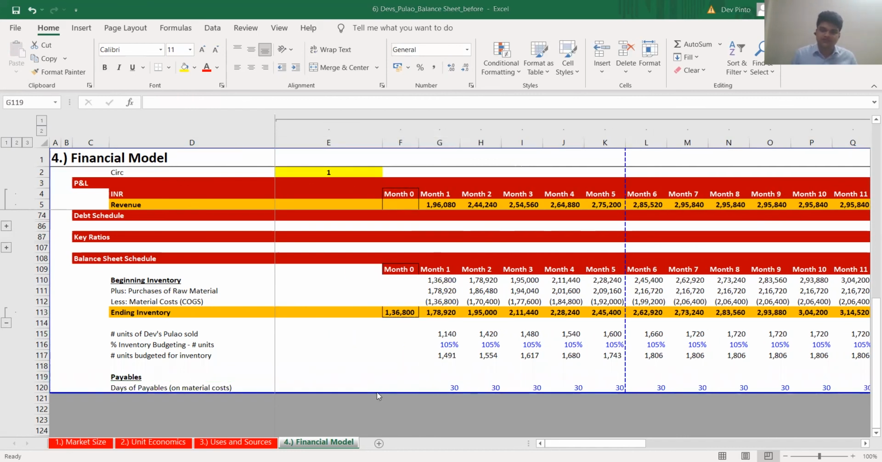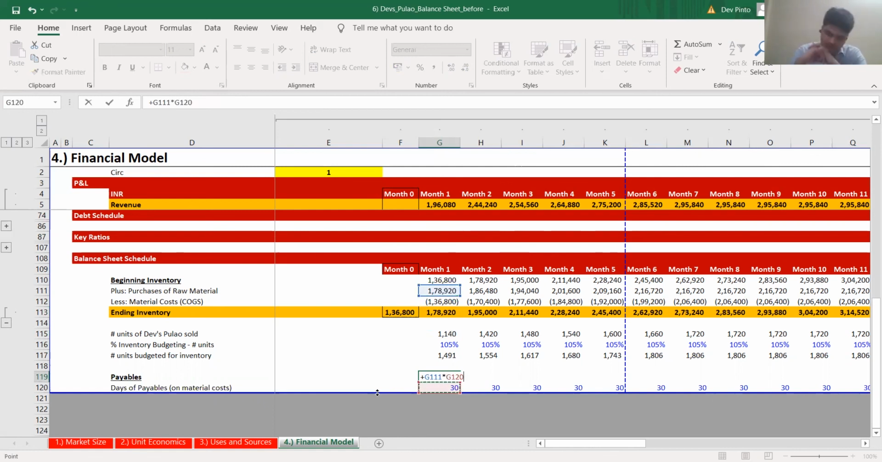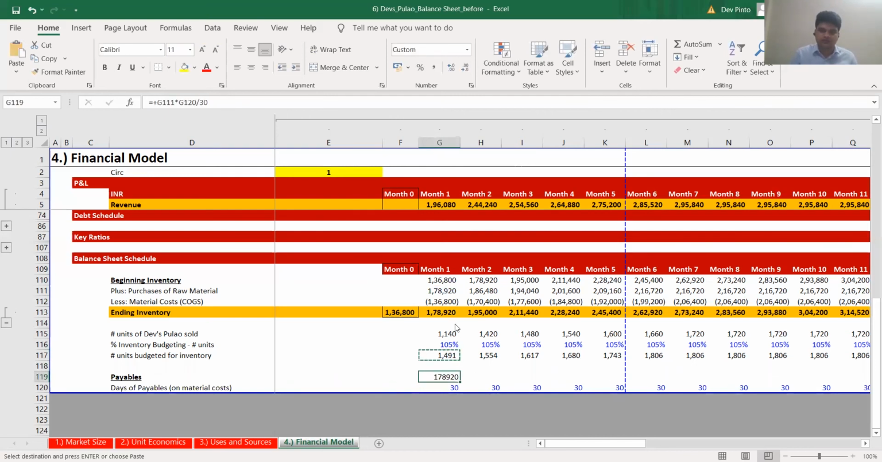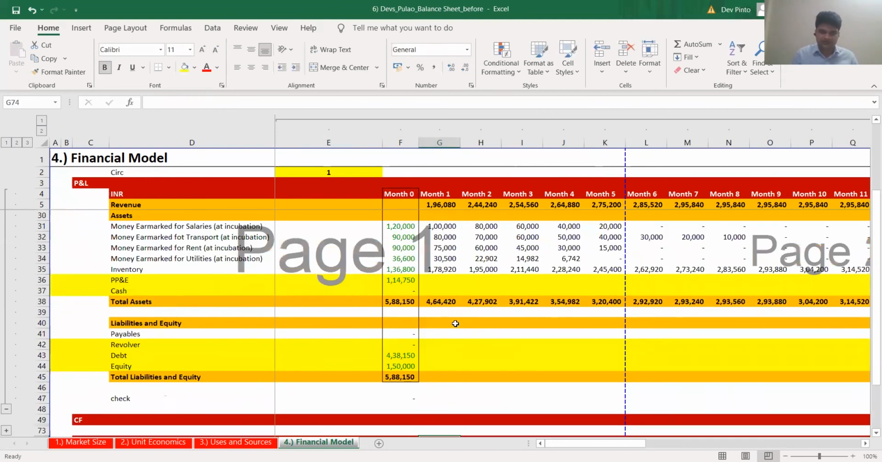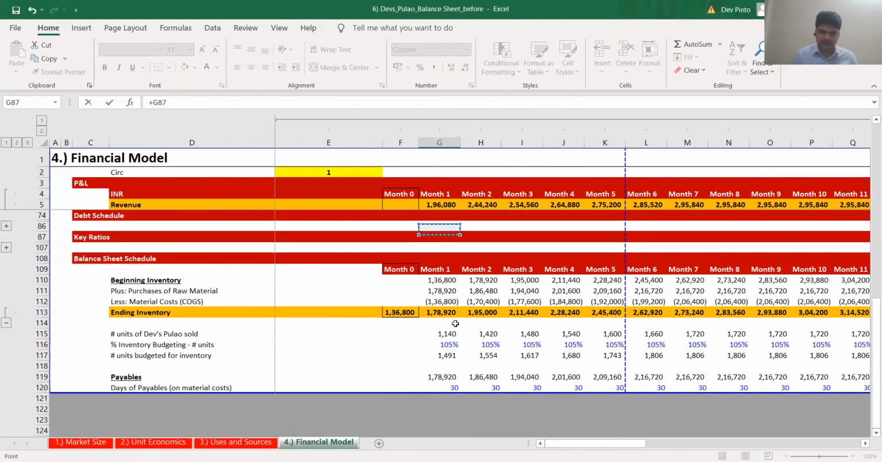So once we have this 30, how do we model payables? It would be the purchases that you made from this supplier into days of payables divided by what? Would it be 30, 60, 90? This material is for 1 month, right? So it'll be 30, 1 month worth of sales. So your payables is going to be this balance. Let's just link that up over here.